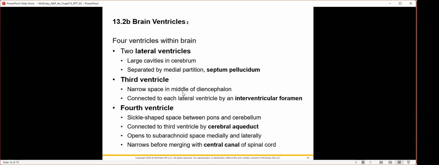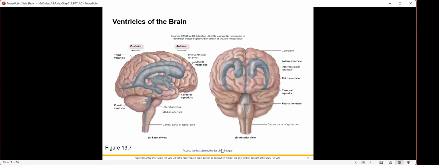Around diencephalon, we have a cavity called third ventricle, and it is connected to the lateral ventricles through a hole called interventricular foramen. Then around the brainstem, pons, and cerebellum, we have the fourth ventricle, and it is connected to third ventricle through the cerebral aqueduct, which is going to be a very long canal. Eventually, these ventricles will deliver cerebral spinal fluid to the spinal cord through the central canal.